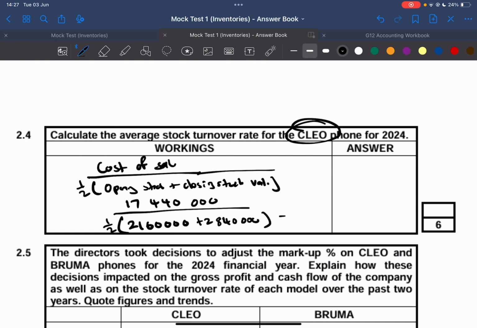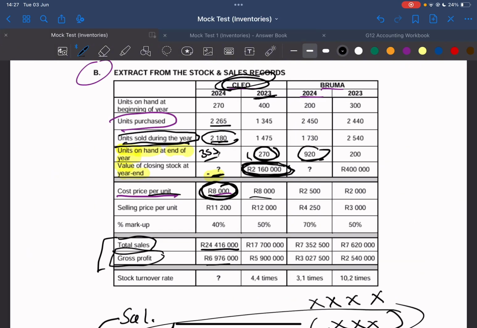You get 6.976, which is approximately 7 times, meaning that this company sells and replaces the Clio phones 7 times a year. So that's how quickly they sell their stock. Down here you can see that the stock turnover rate is 7 times. You can see it improved from last year. Last year it was 4.4. This year is 7, meaning that now they're selling their stock quicker. But we're going to get to that one.